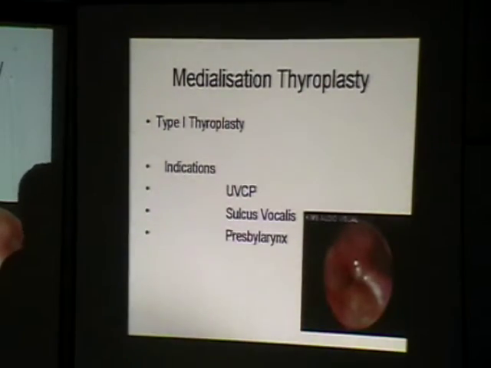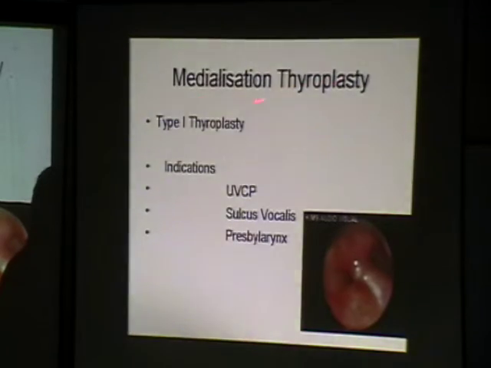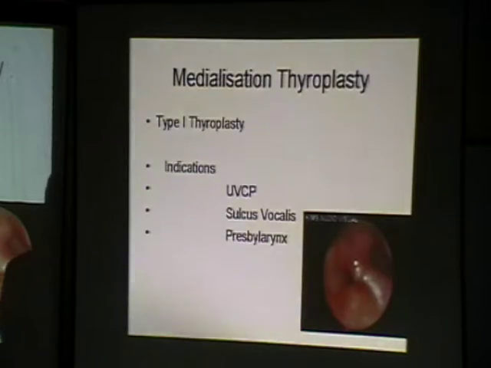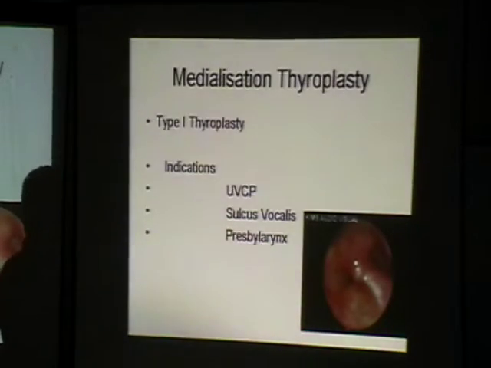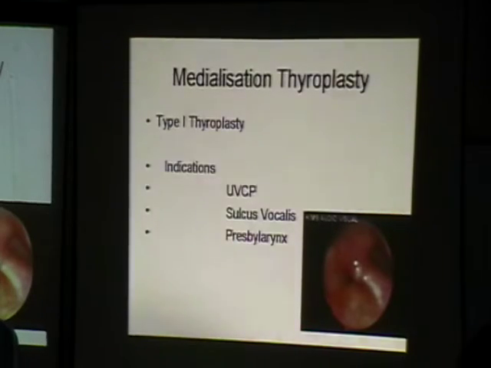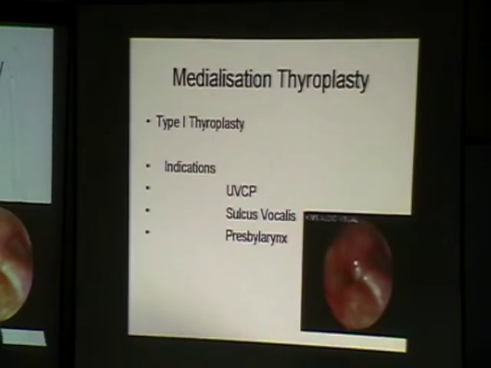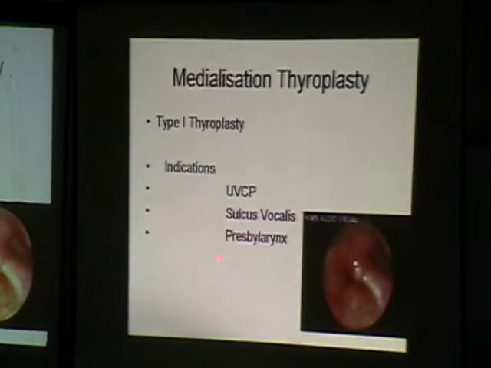Now, medialization thyroplasty is the commonest technique, the commonest thyroplasty. Isshiki called it type 1 thyroplasty. So, the indication can be told in a single sentence: where the vocal cords don't adduct, or adduct loosely, or don't adduct properly. So any condition where the vocal cord adduction is too loose, you can do the medialization thyroplasty. Unilateral vocal cord palsy is the commonest condition. You can get sulcus vocalis, you can get presbylarynx, you can get myasthenia gravis.